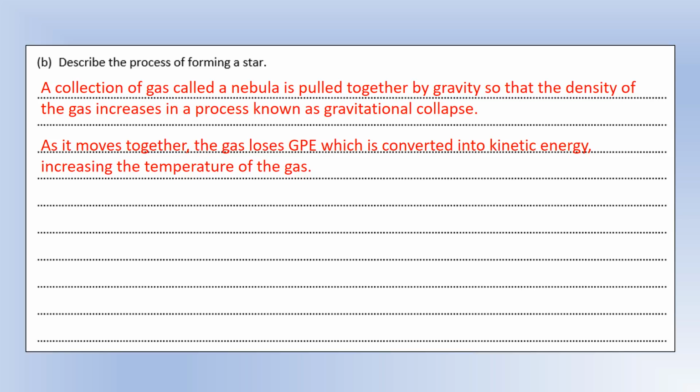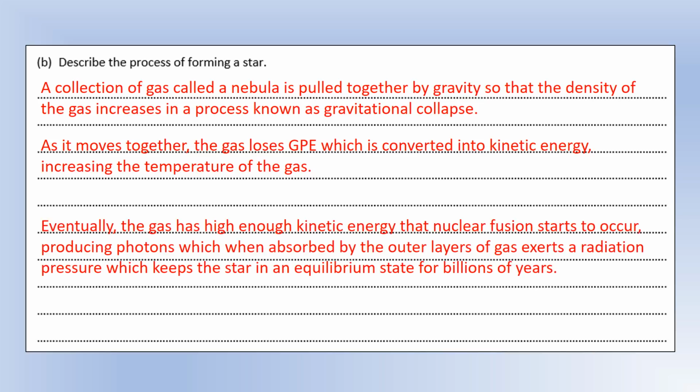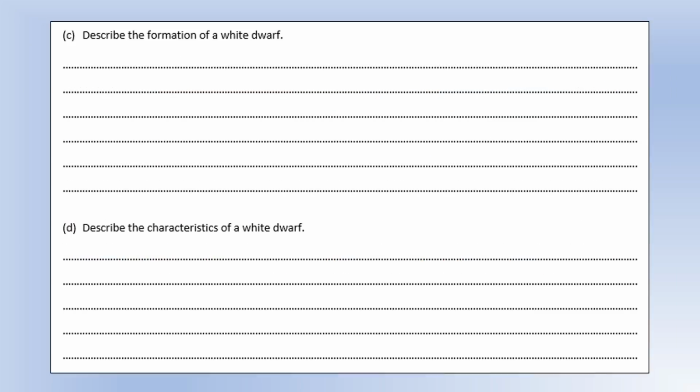And you should know from thermal physics that with a gas, if you increase the kinetic energy, that means the temperature of the gas would be increasing, so it's getting hotter. So eventually, the gas will have high enough kinetic energy that nuclear fusion starts to undergo, because it has enough kinetic energy to overcome the repulsion between the nuclei. And this fusion process produces photons, which are absorbed by the outer layers of gas. And that absorption process exerts what we call radiation pressure. And that's what keeps the star in an equilibrium state for billions of years. And that's what the sun is currently at.